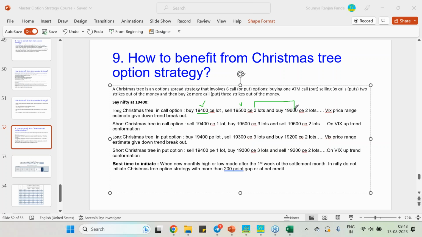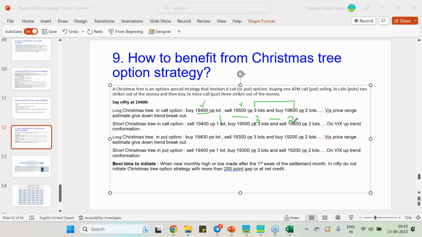So this is not exactly a ratio spread. In fact, in the upper strike you are having either a credit call spread or a debit call spread. You can translate it either way, but the arrangement here is 1, 3 and 2.